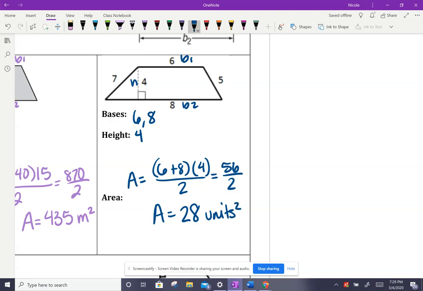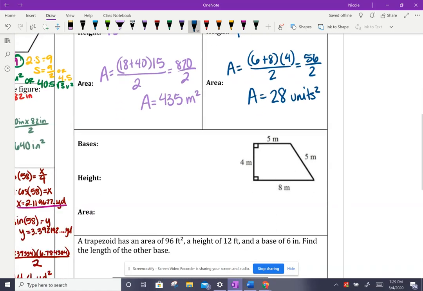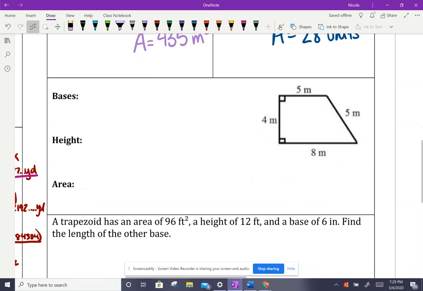28 units squared. If it does not provide you with a unit, so if it doesn't give you feet, centimeters, or something like that, just say units. Okay, we can look at another example. So keep in mind that I am avoiding the sides. I'm not looking at the sides at all.